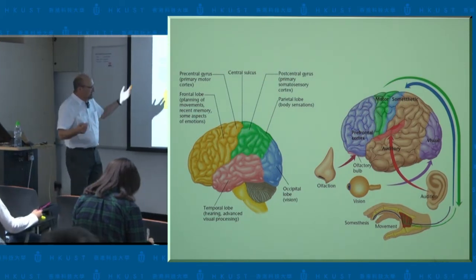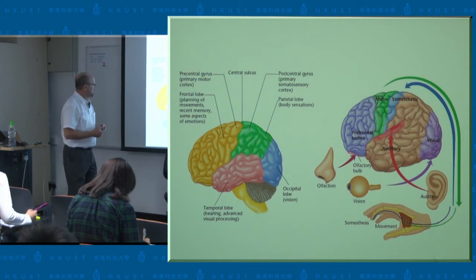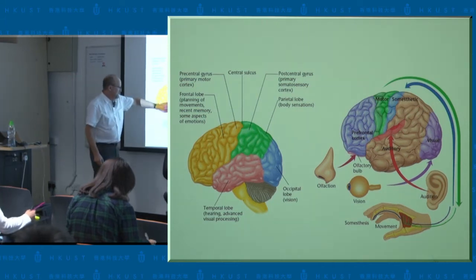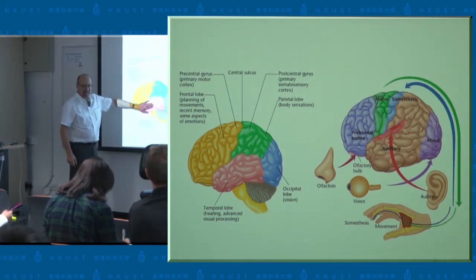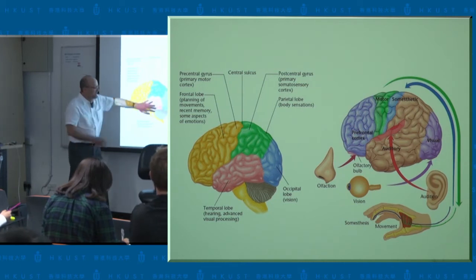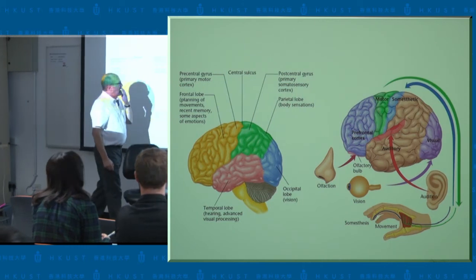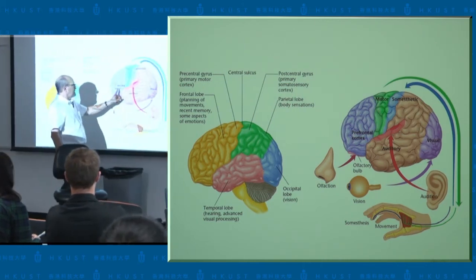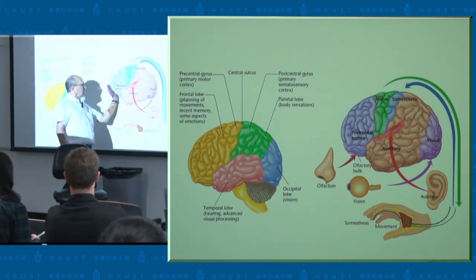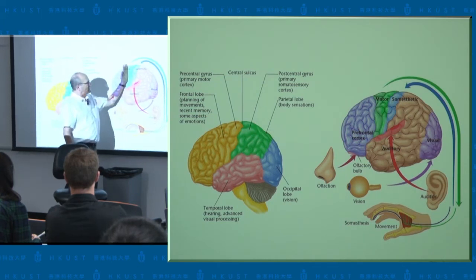Here are examples of pathways this is showing here. Again, this is hearing and advanced visual processing. That's your temporal lobe. This is all regions of your cortex. I just wanted to make a little clear here. This is the prefrontal cortex. This is motor. This is somatosensory or sensing, okay?